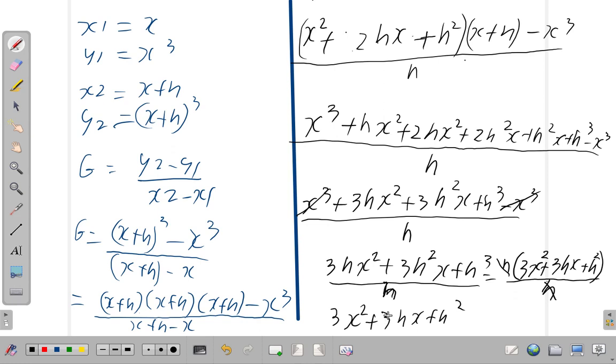Alright. Now what happens to this as h approaches 0? What we would have is 3x squared plus 3 times 0 times x, which is 0, plus 0 squared, which is 0. So we would have 3x squared. Okay, good. I hope that's what you got. So it is 3x squared.